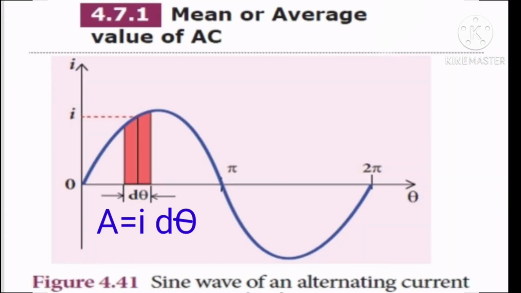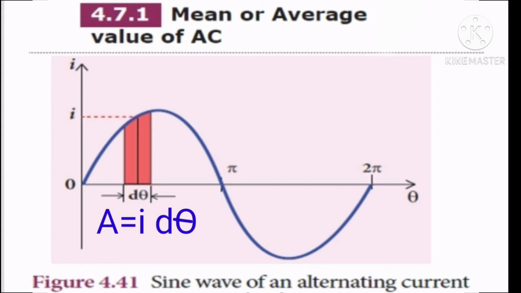Next one is the definition for the average or mean value of AC. The average value of AC is defined as the average of all values of current over a positive half cycle or negative half cycle. Next, let us see the expression. The average or mean value of AC over one complete cycle is 0. Thus, the average or mean value is measured over one half cycle.